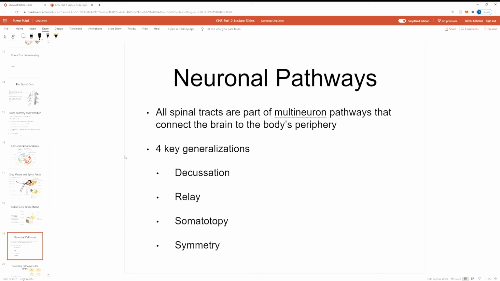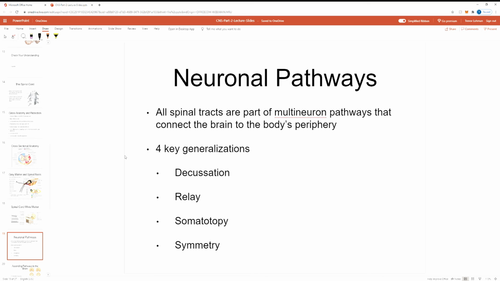Anyway, so these pathways connect the brain to the body. We can make 4 generalizations about them. The first is that they decussate, and there are exceptions to this, but for everything we're going to talk about, they do decussate. That means they cross. This is why injury to the right side of the brain affects the left side of the body, and vice versa. There is relay. Relay means synapses.